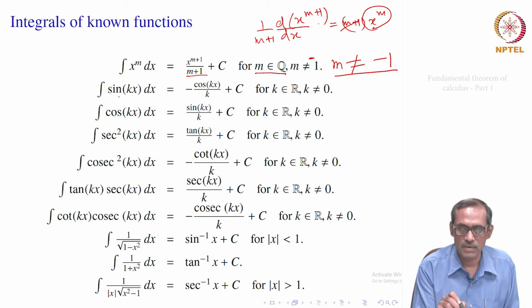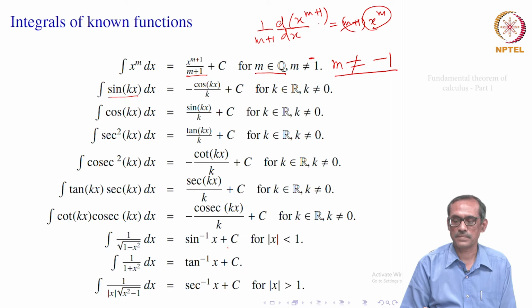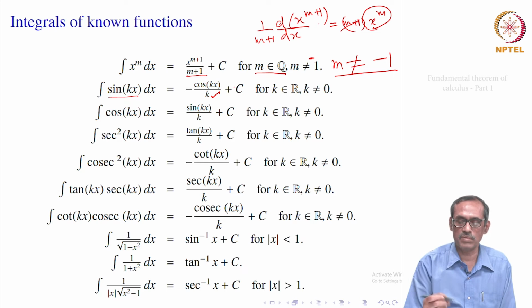Similarly, if you go to sine of k x, if you differentiate the right side, minus cosine k x by k, c anyway will give 0. So, that derivative should be sine k x, and it is. So, we can write integral sine of k x dx equal to minus cosine k x by k plus some constant, that is the indefinite integral. So, obviously, k should not be equal to 0 to apply this. If k equal to 0, you just get c. So, that term is gone.